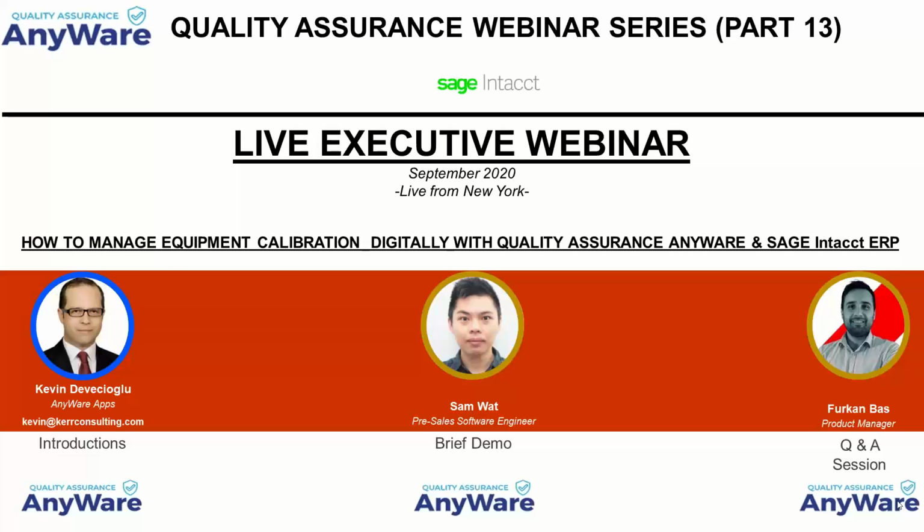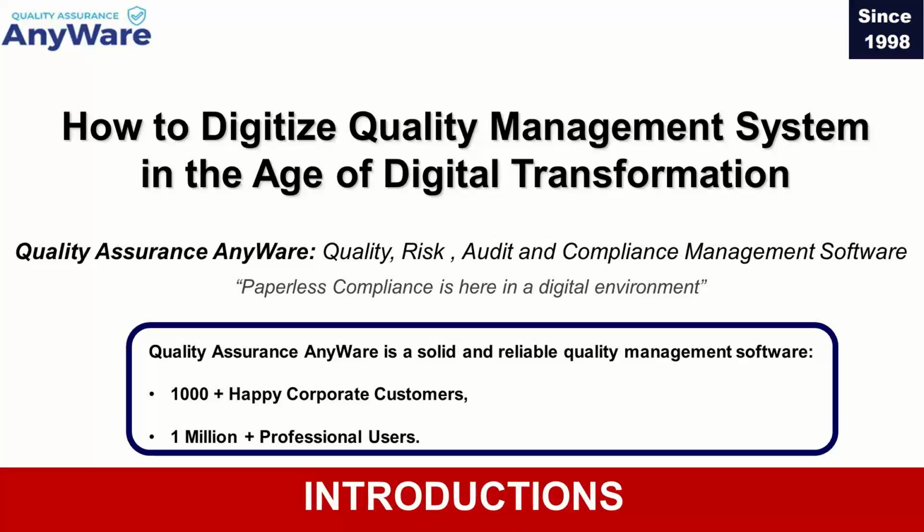Before we show you how Quality Assurance Anywhere is running with Sage Intacct ERP system, I'd like to present you Quality Assurance Anywhere on a high level. Quality Assurance Anywhere is a quality, risk, audit, and compliance management software. We have been developing it since 1998. We have more than 1,000 corporate customers and more than 1 million professional users.